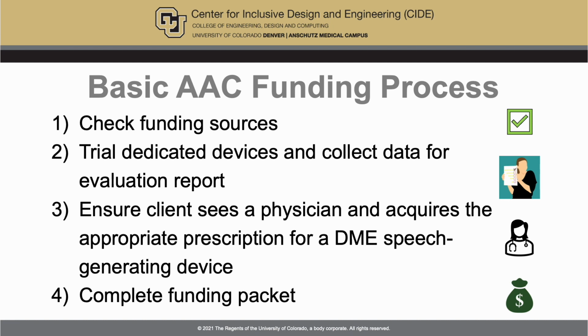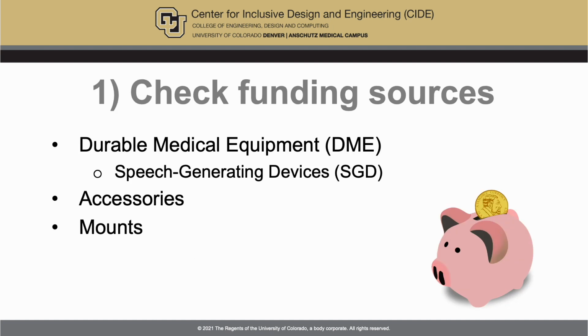4. Complete funding packet. A good first step is to check with the client's insurance to ensure the devices you are planning to trial would be covered. Contact the insurance provider to ask if they fund durable medical equipment, including speech-generating devices, accessories, and mounts. Once you know what insurance will cover, you will have the information you need to seek alternate funding options to acquire a device for the child.